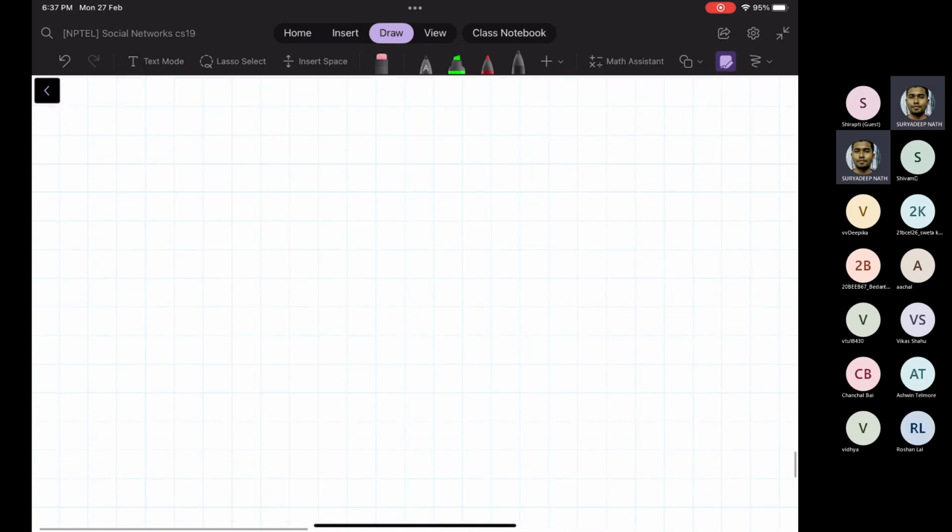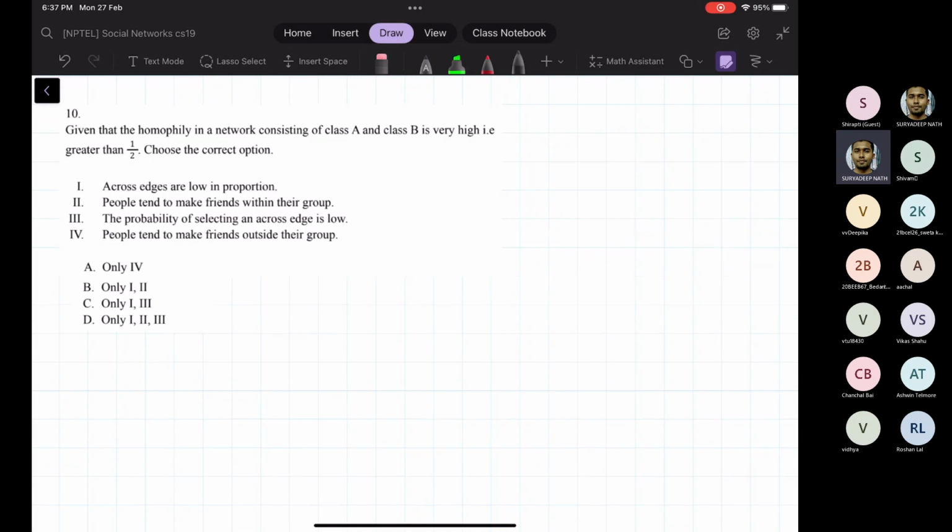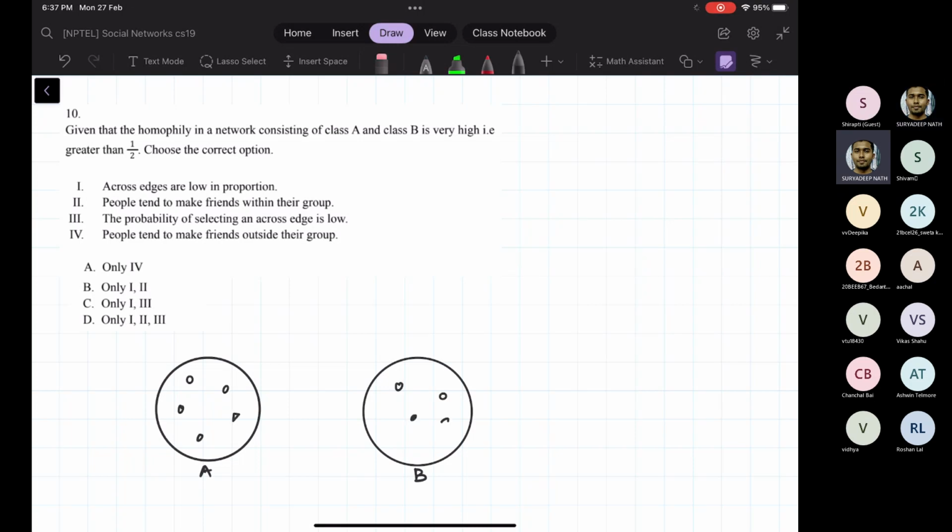Okay, after that, we come to question 10. Question 10 says that given the homophily in a network consisting of class A and class B is very high, that is greater than half, choose the correct option. Again, to recap, you have class A and you have class B, and you have nodes. High homophily means that they are well connected among themselves rather than across.